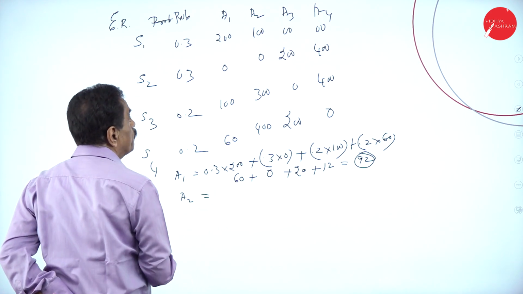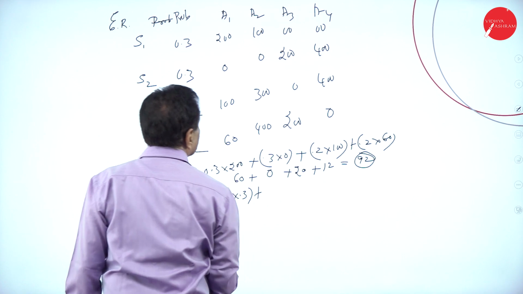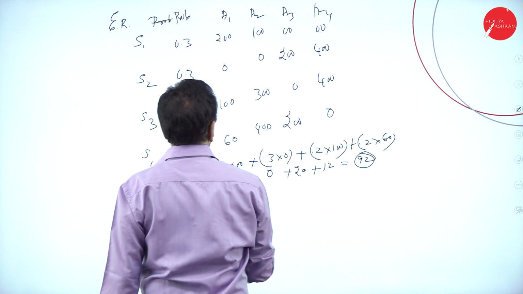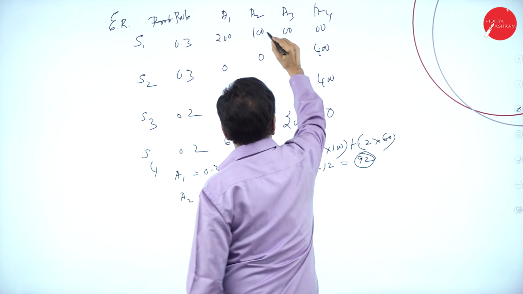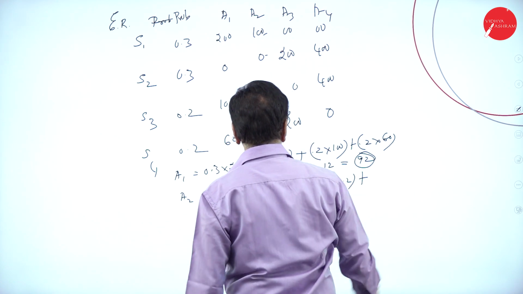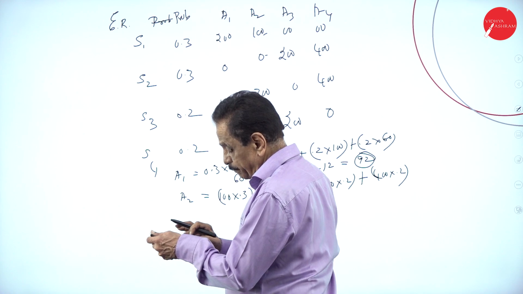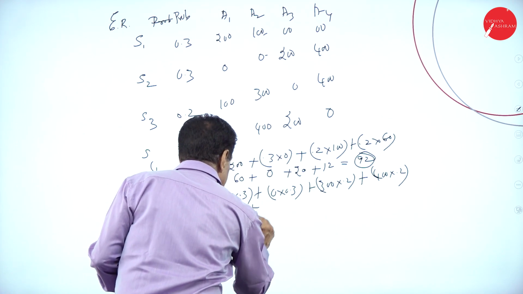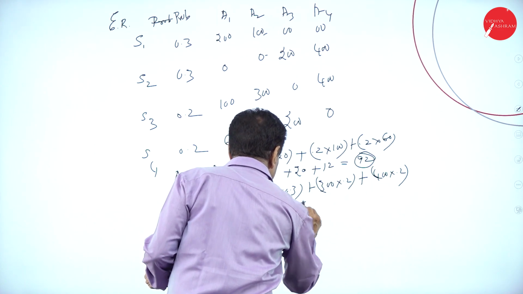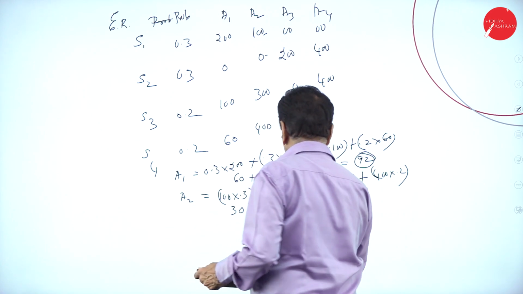Then A2: 100 into 0.3, 0 into 0.3, 0 into 0.3, 300 into 0.2, plus 400 into 0.2. 100 into 0.3 is 30. This is 0. 300 into 0.2 is 60. 400 into 0.2 is 80. So 140, 170.